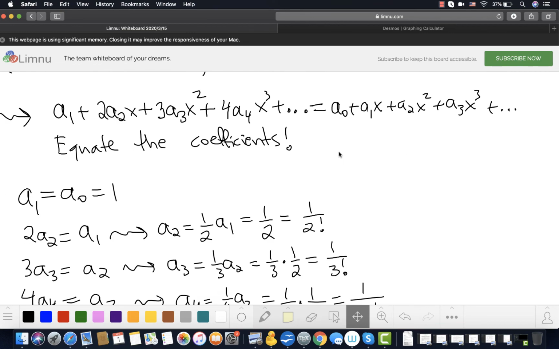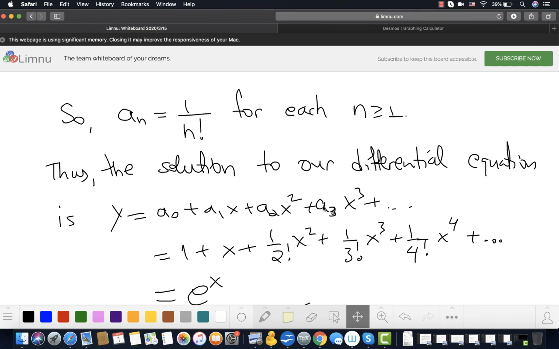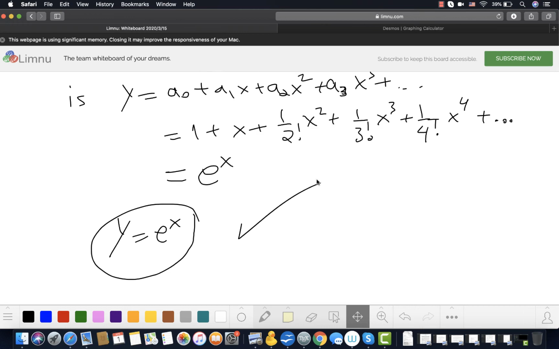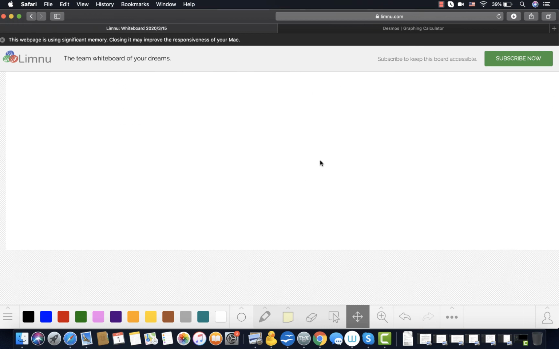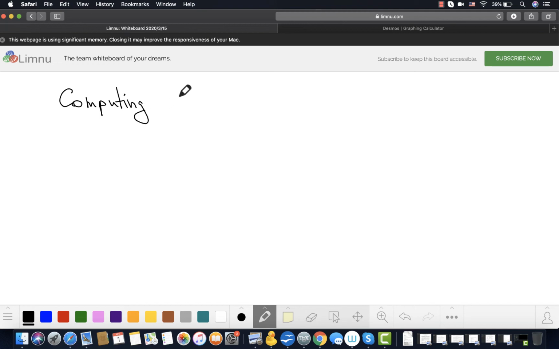And in homework, you will see similar problems to this with more complicated differential equations. Okay, so let me show you another application of Taylor series: computing limits with the help of Taylor series.